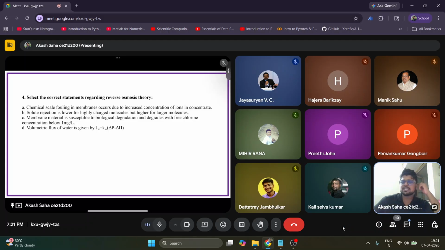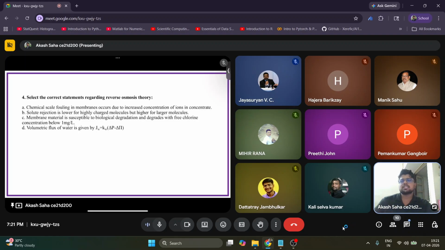So the first one says that chemical scale fouling in membranes occurs due to the increased concentration of iron in the concentrate. Yeah, so that is true. Chemical scale fouling is due to more and more concentration of iron, so it is directly related to the fouling.